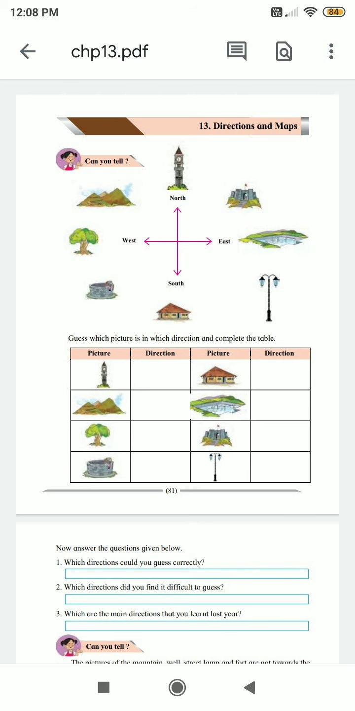Can you tell north, west, south, east? The directions are given to you, namely north, south, east, west. You can see in the image. Guess which picture is in which direction and complete the table.